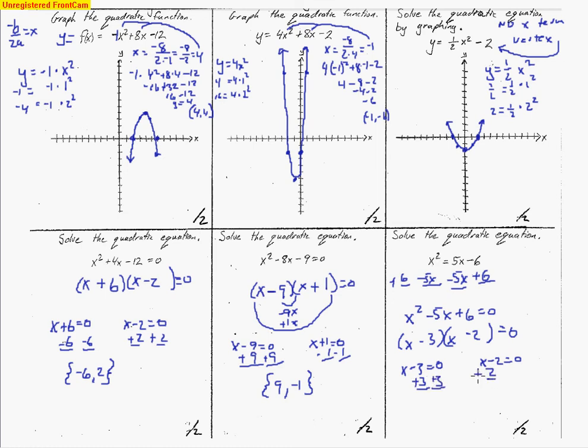So over here, ending up adding 2 to all sides, so we get 3 and 2 are the two x-intercepts.